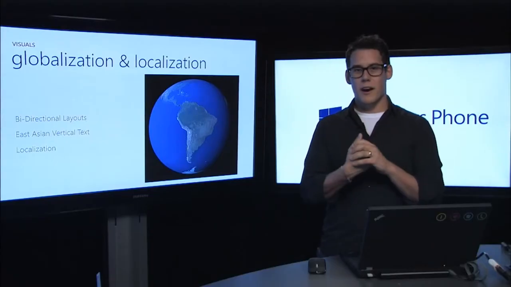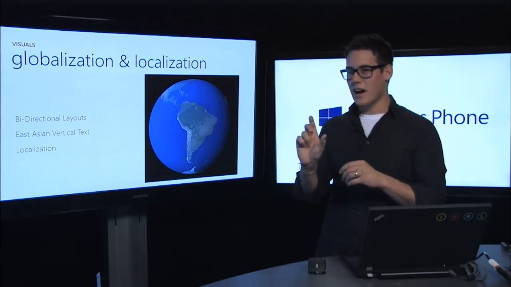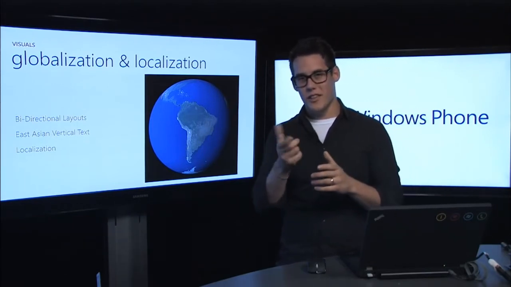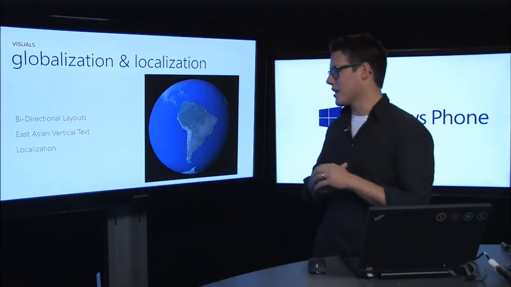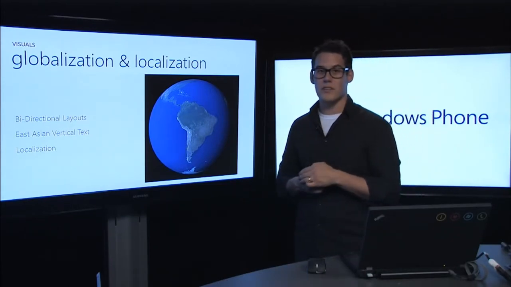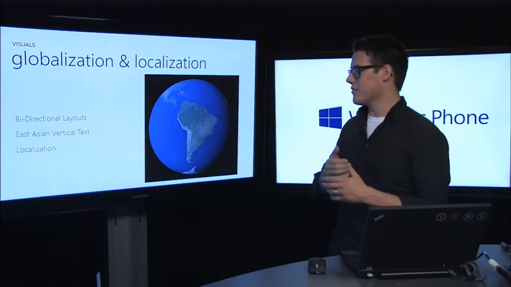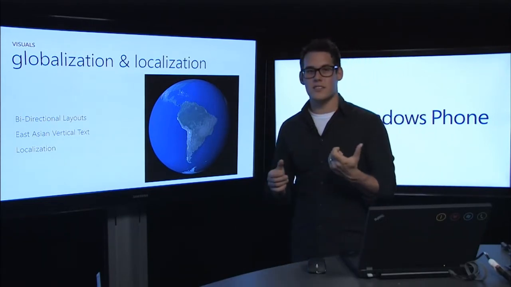We flip the UI for right to left reading, and basically we unflip everything that's like an image so that all the images aren't mirrored and looking incorrect. We also have East Asian vertical text built in. So if you're in Japan or China, you may see some vertical text, as well as localization for strings.